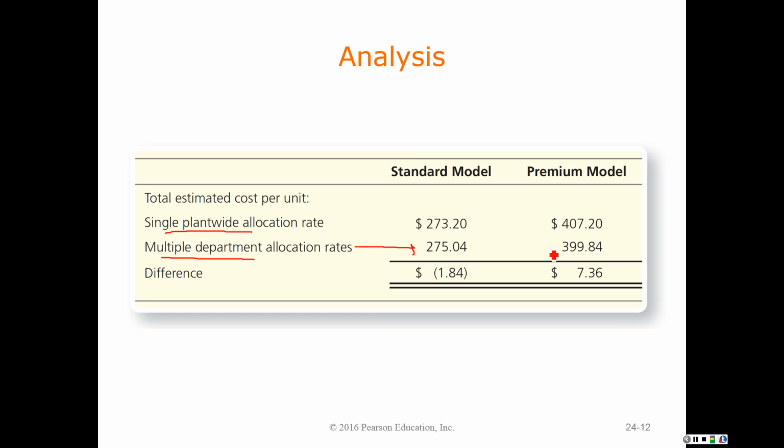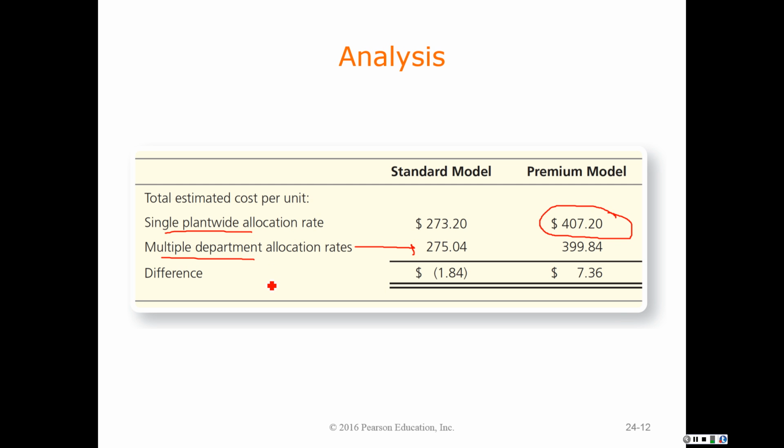Now this might not seem significant, but if I am in a very tight competitive market, if I'm using the single plant-wide rate, I am going to be tempted to overprice my premium model because I think it costs me more to manufacture than it really does. So the benefit of the multiple department allocation rates is the more cost pools we can identify and the more accurate cost drivers we can identify, the more accurate our allocation of overhead to our products is actually going to be.